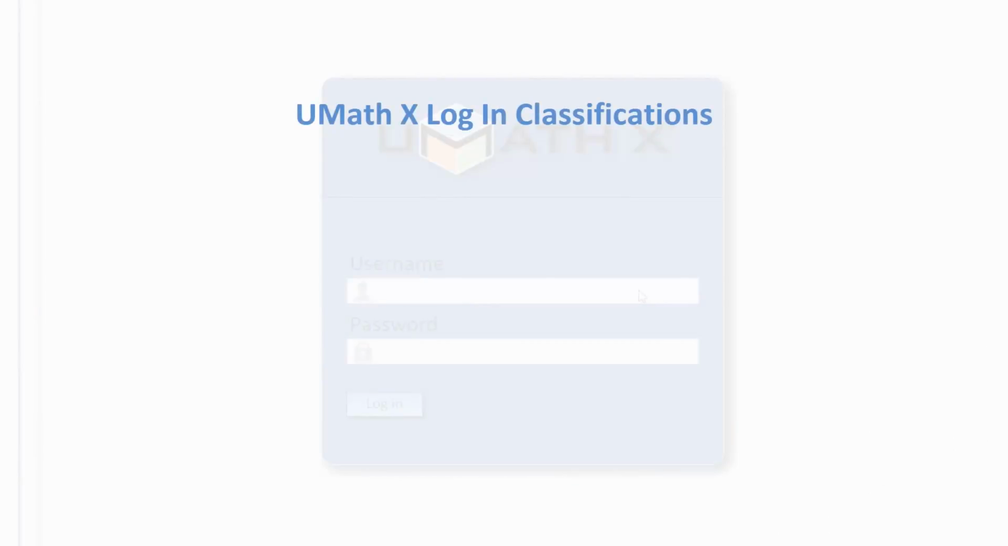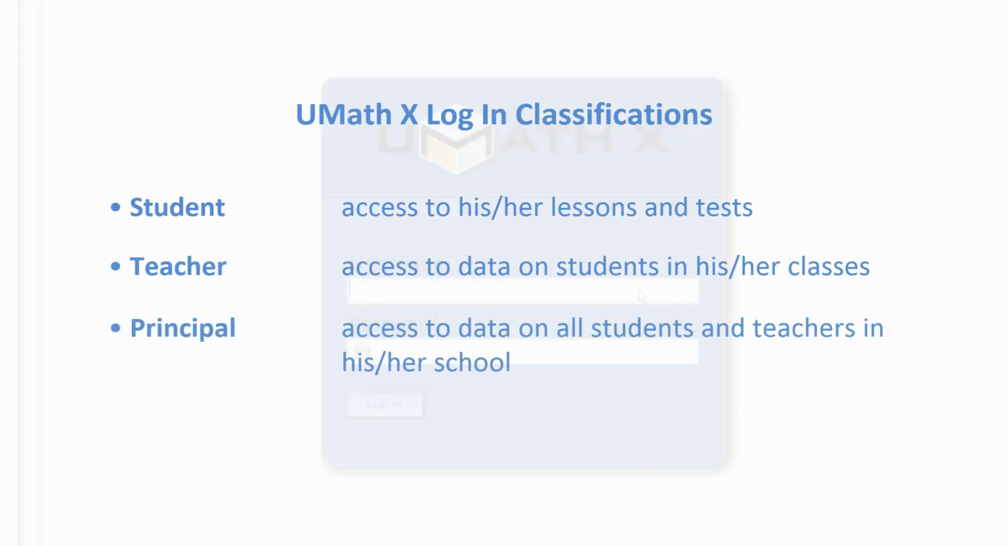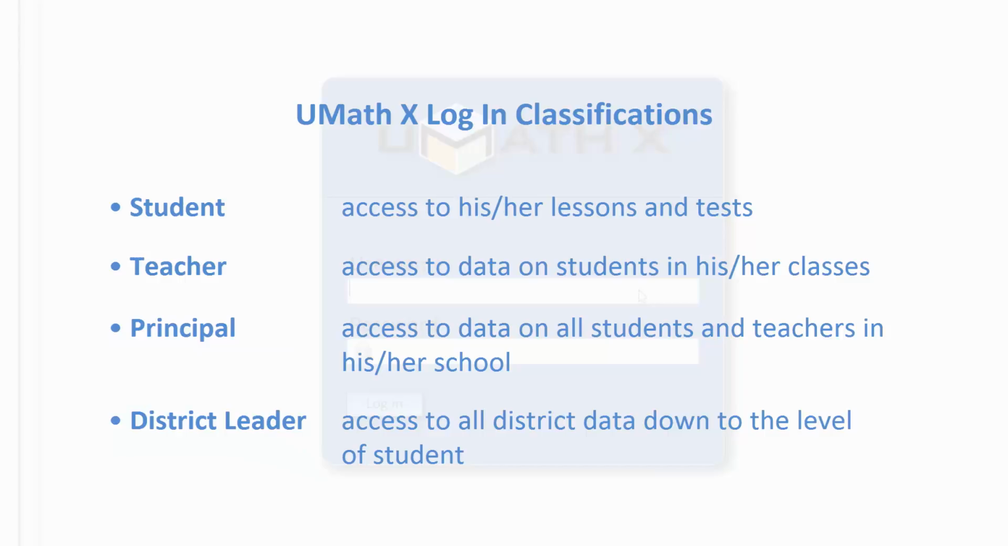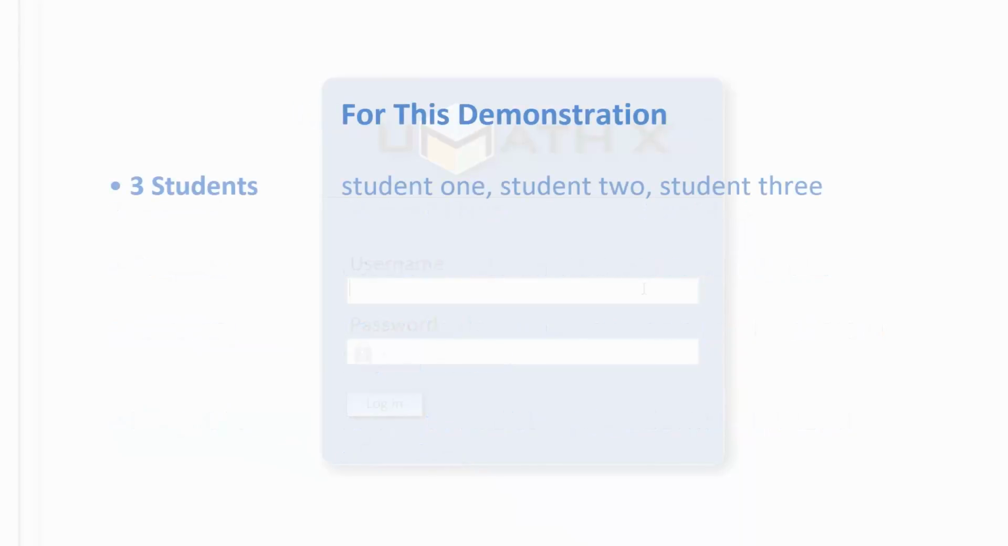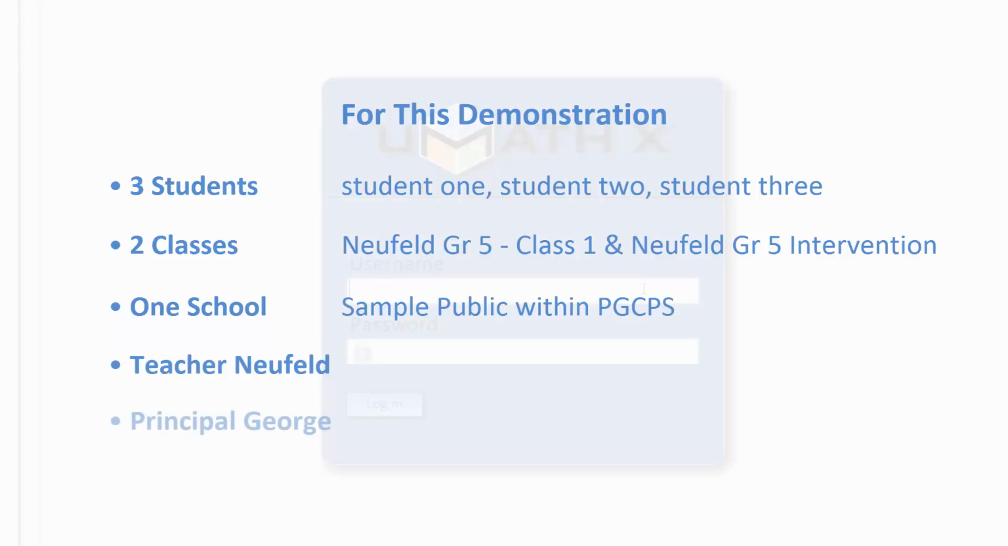Note that UMath X has 4 login classifications. Student has access to his or her lessons and tests. Teacher has access to data on students in his or her classes. Principal has access to data on all students and teachers in his or her school. And District Leader, who has access to all district data to the level of student. For this demonstration, we've created 3 students, 2 classes, 1 school, Teacher Neufeld, Principal George, and District Leader.